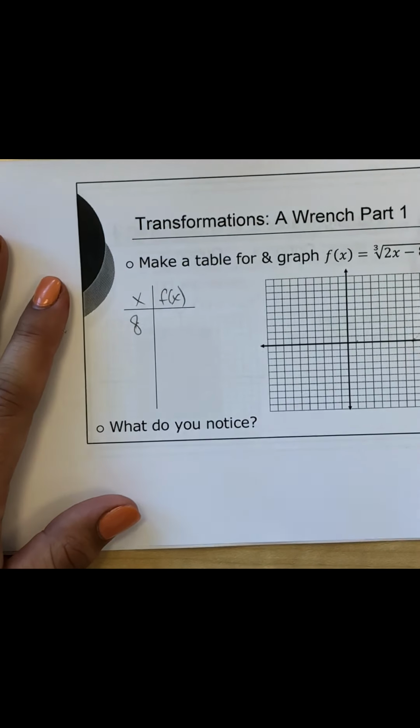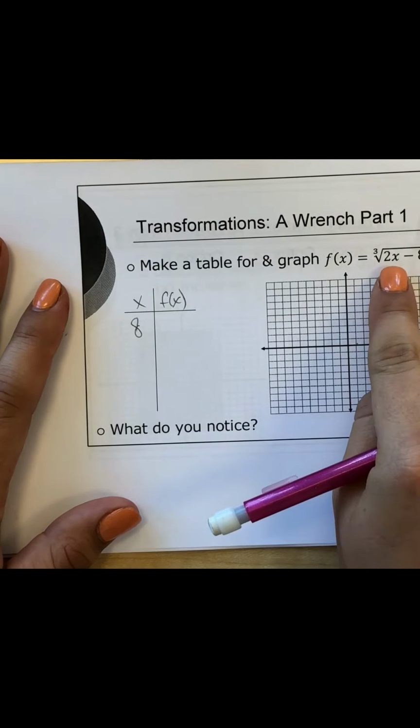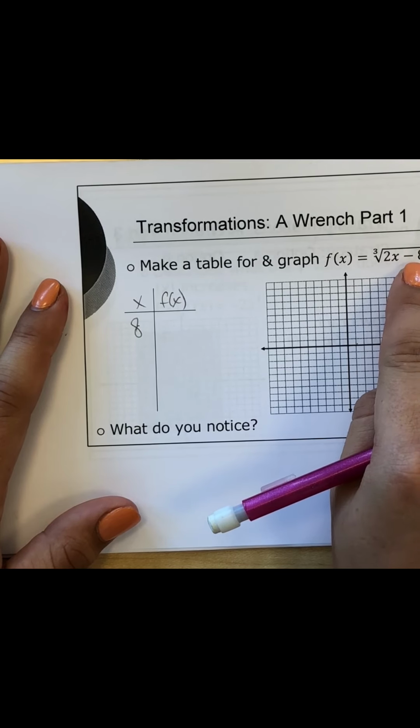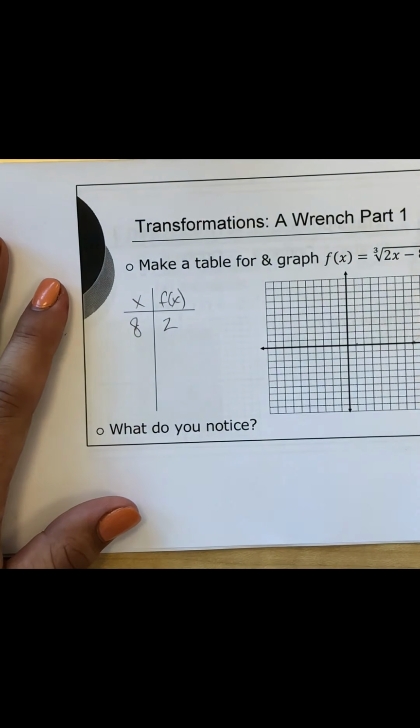Let's substitute in 8. 2 times 8, 16, minus 8 is 8. Cube root of 8 is 2. What? That is not (8, 0). It's not (8, 0). What is happening?